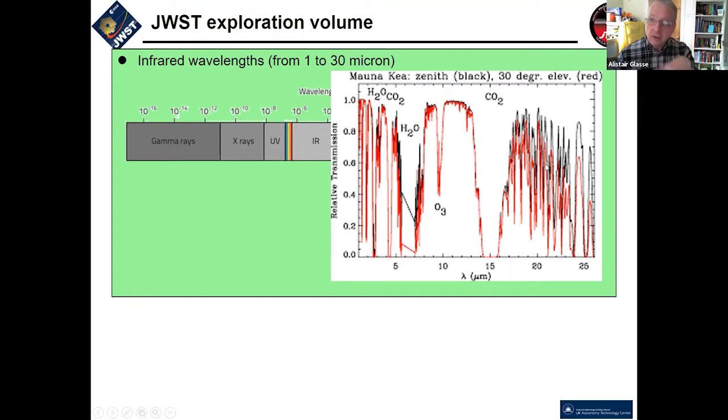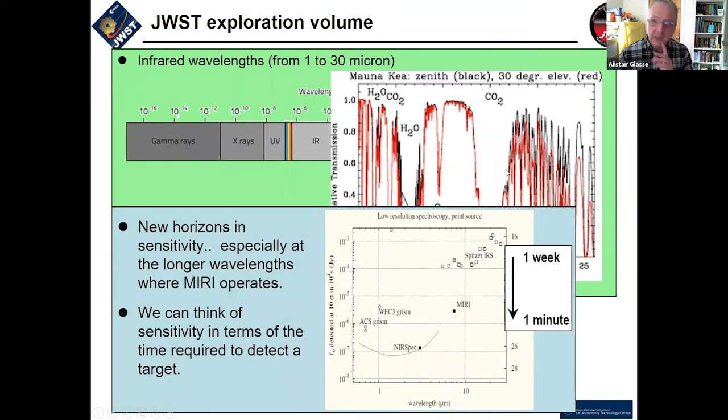Right, so it gives you an indication: if you want to observe exoplanets and look for molecules in the atmospheres of exoplanets, I'm not saying signs of life, you want to be working in the infrared, and you really don't want to be working from the surface of the Earth, because any astronomical signature is going to be masked by the Earth's own atmosphere. Okay, but that's not the really big gain that JWST has.